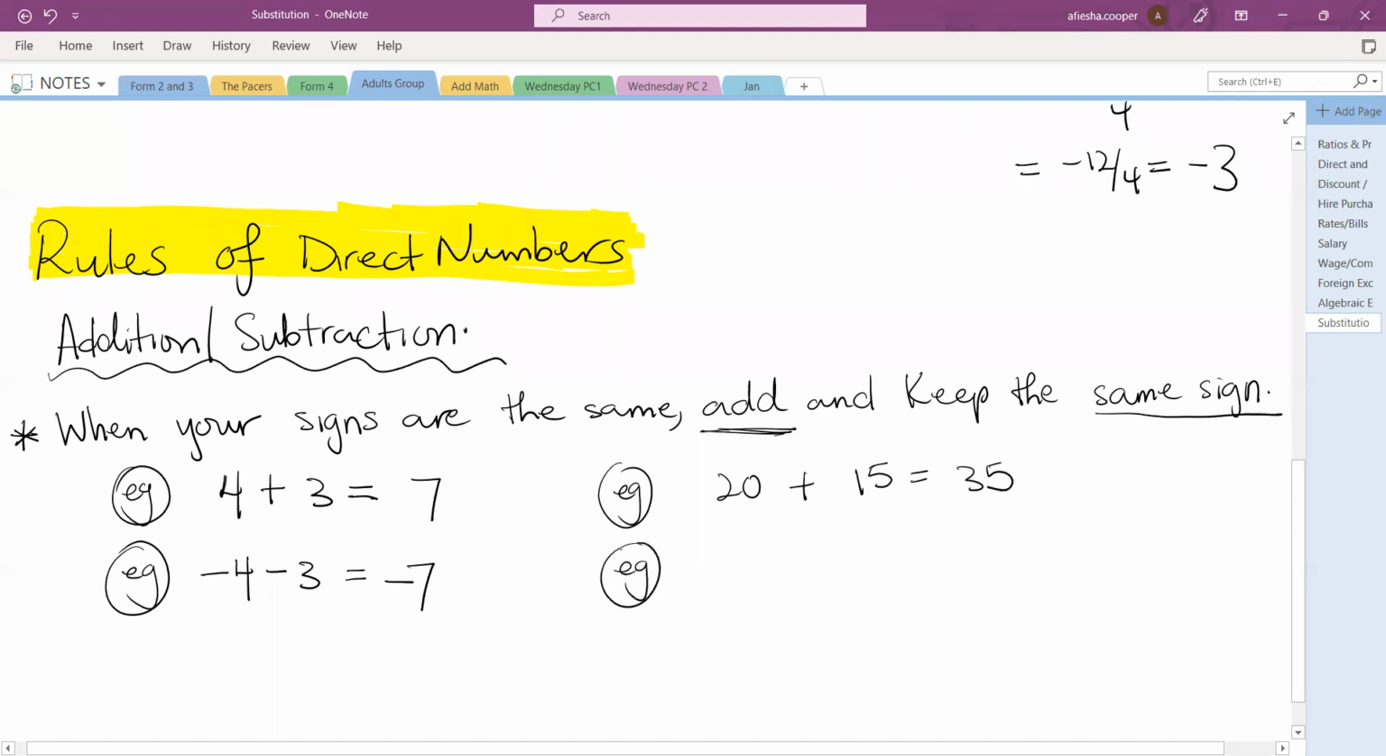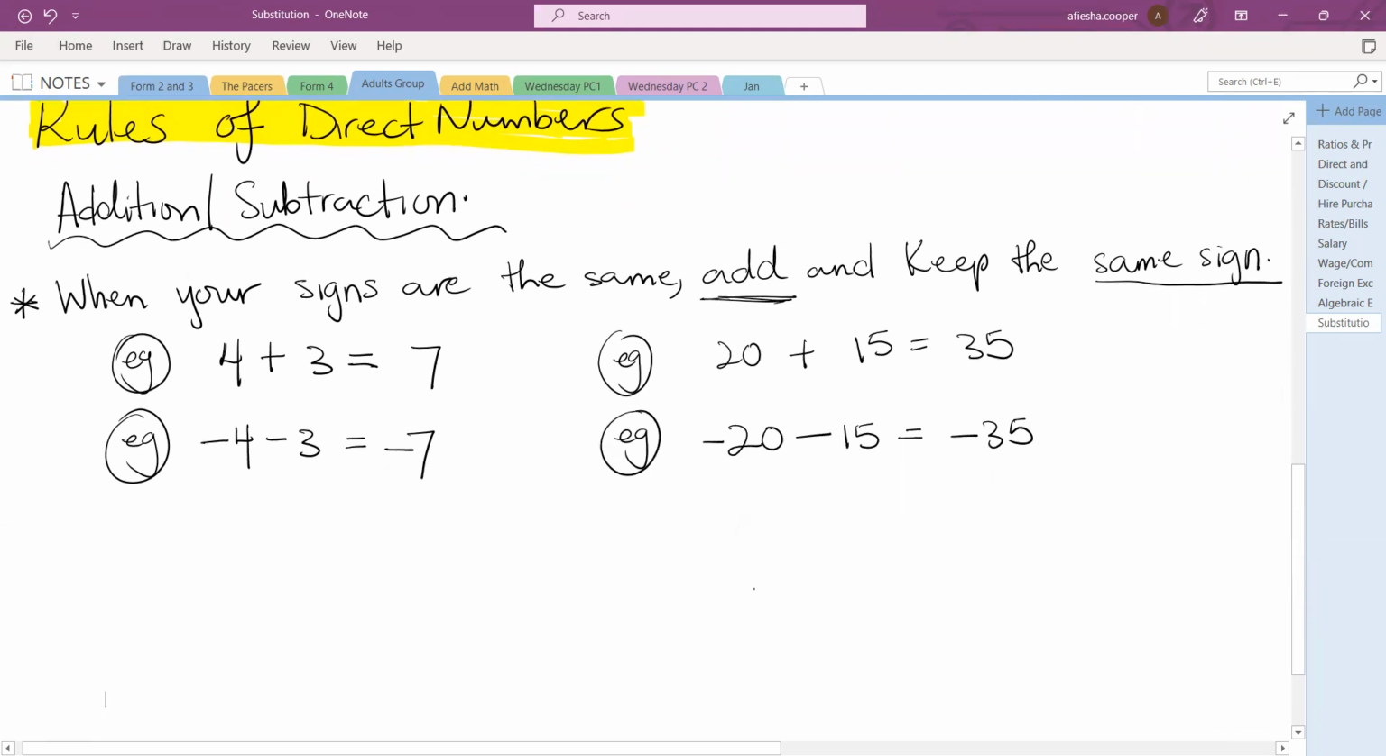If I check out another example here, and I say -20 minus 15, they both have that negative sign in front of them. Therefore, they apply to this rule, our signs are the same. So we add them. I know it's going to be kind of crazy in your mind because you're saying what, 20 minus 15, but we have to add them, which will give us 35, and we keep the same sign, which is negative 35.